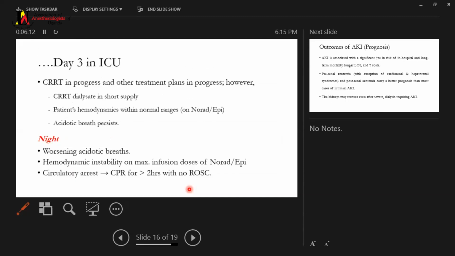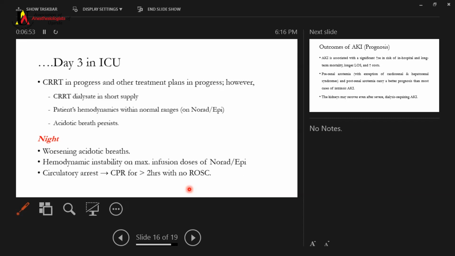So, as I mentioned earlier on, later on day 2, the patient was initiated on dialysis. The mode that was taken was continuous renal replacement therapy, and it was still in progress. But we had challenges because the dialysis set, which is required in this machine, was running low, and we had to solicit from other facilities around the city. The patient's hemodynamics were still being maintained on a combination of noradrenaline and epinephrine. The doses were going higher, but the patient still continued exhibiting acidotic breaths.